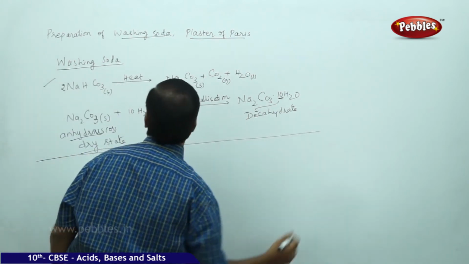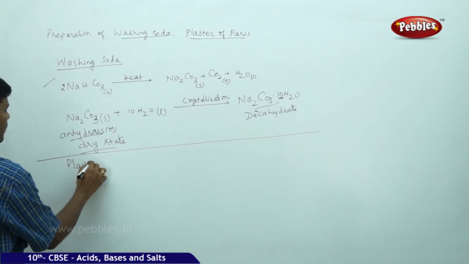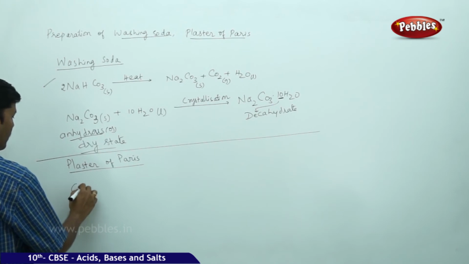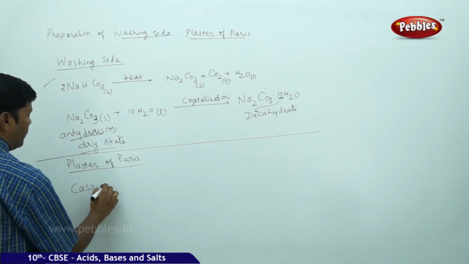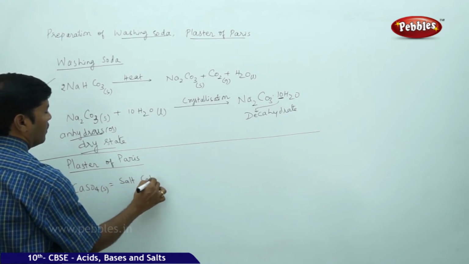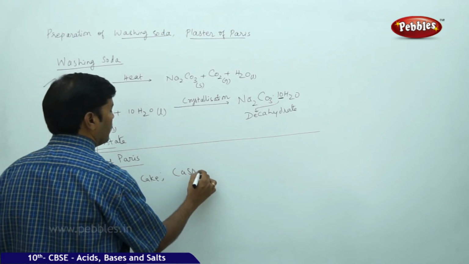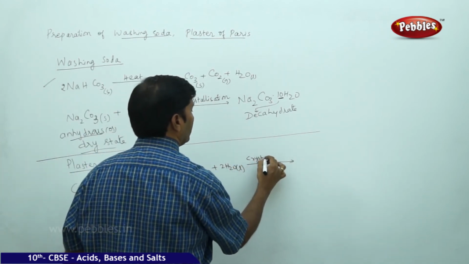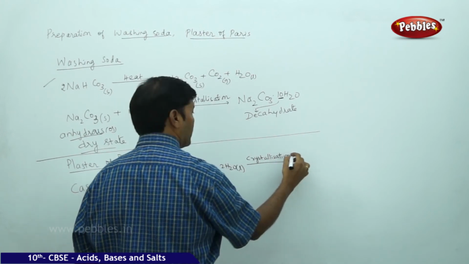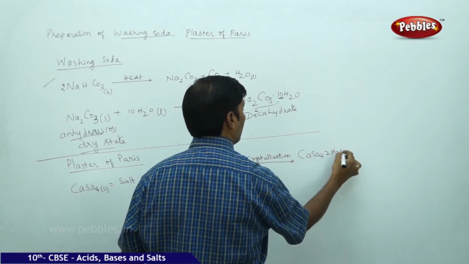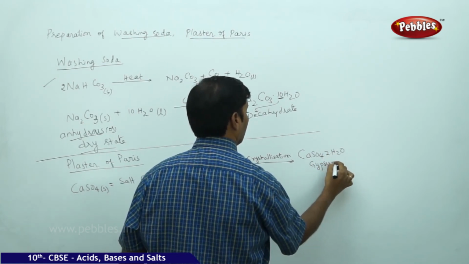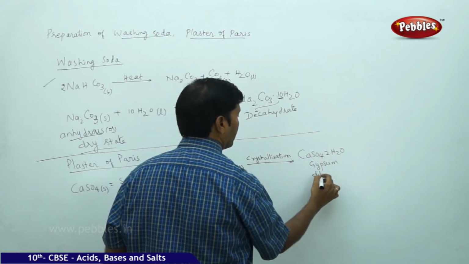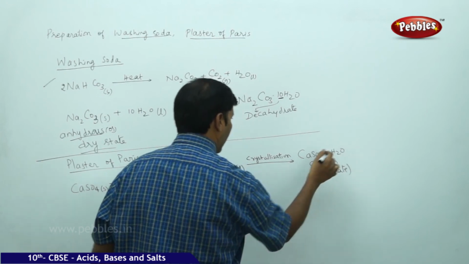Now go for plaster of Paris. If you go for the plaster of Paris, you take CaSO4, calcium sulfate solid, which is actually called as salt cake. This salt cake, calcium sulfate solid, when it is added with 2 molecules of water liquid, it is subjected to crystallization. So you get calcium sulfate 2H2O. This is gypsum. Calcium sulfate dihydrate, because 2 molecules of water are there. 10 molecules of water decahydrate, 2 molecules of water dihydrate.